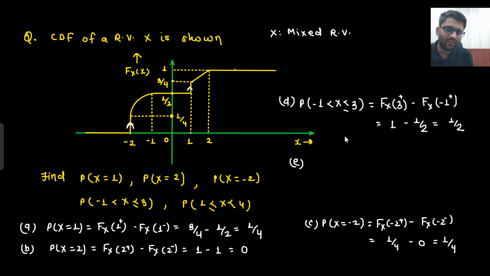What about E? -1 to 3, -1 to 3. So f(3+) is 1, f(-1+) is 1 by 2. So 1 minus 1 by 2 would be 1 by 2. What about E? 1 to 4.